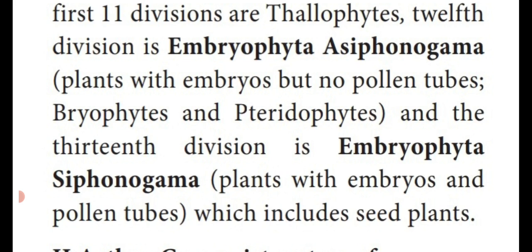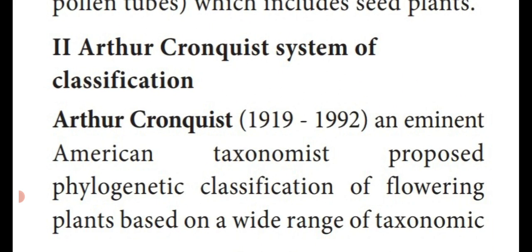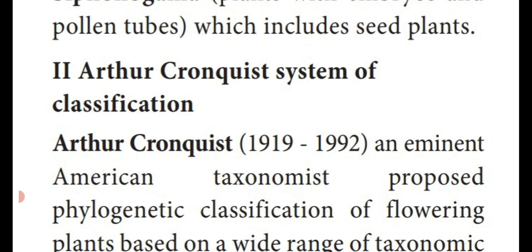So this phylogenetic system is again divided, and the second one is the Arthur Cronquist system of classification. He is an eminent American taxonomist who proposed another phylogenetic system of classification. In this classification, he has used only the flowering plants.